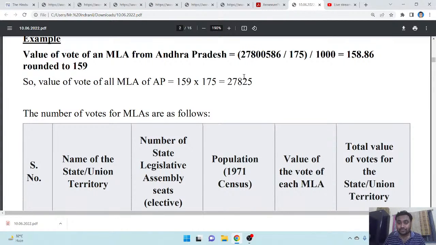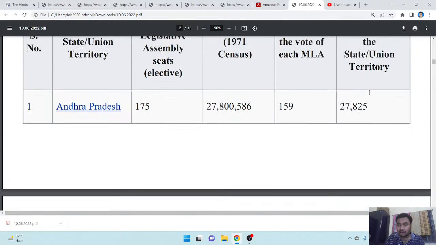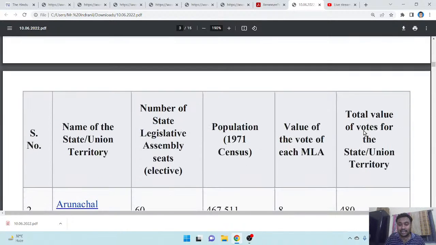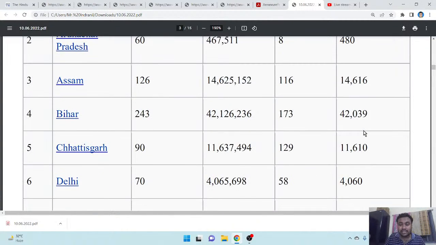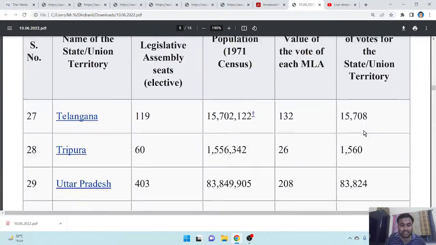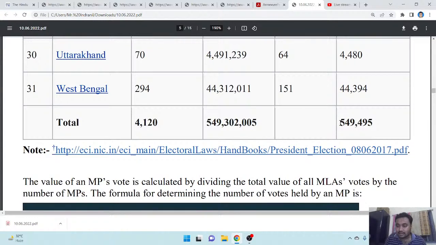of Andhra Pradesh. So Andhra Pradesh has a total value of vote of all MLAs of 27,825, and in this way we can calculate the value of vote of all MLAs of each state. Finally the total value comes as 5,49,495. This is the total value of vote of all MLAs of state assemblies of all states.